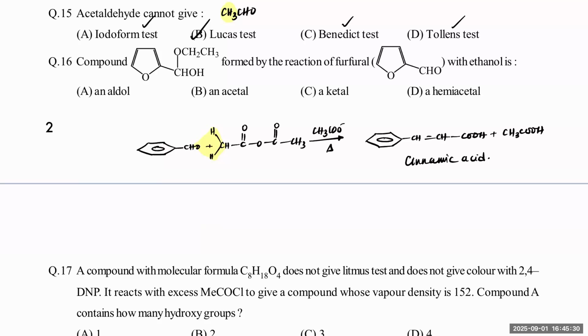The compound formed from the reaction of furfural with ethanol is? Okay. Now, if you notice this particular compound here, this is ethoxy, and then we have an OH group on that same carbon here. This on furfural, what would happen? Okay.